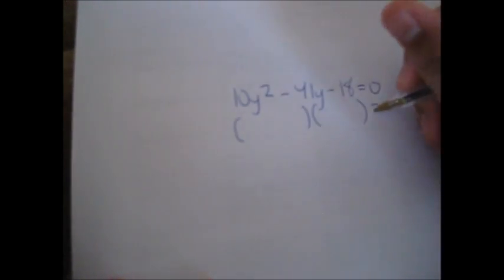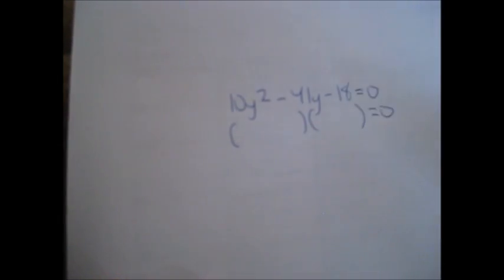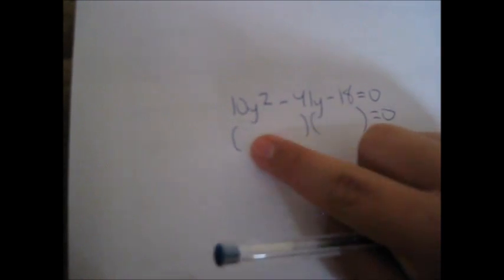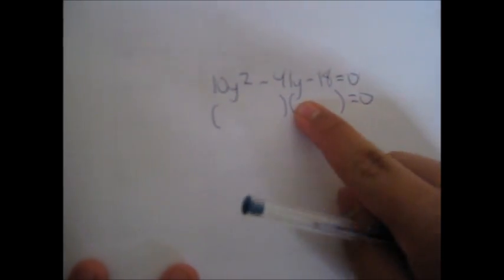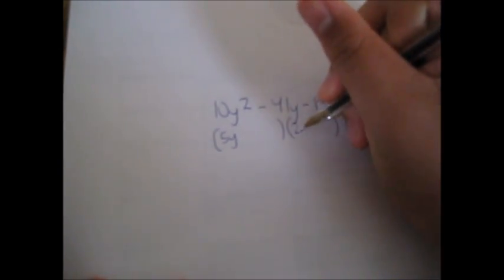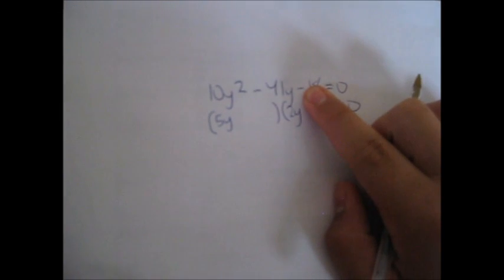Okay, so the next problem is going to be 10y squared minus 41y minus 18 equals 0. Then you want to add 2 pairs of parentheses below it, equals 0. Forget the equal 0. Then you want to divvy up the 10y squared to get rid of the exponent 2. I got 5y and 2y. You want to add those to the first position of each parentheses.